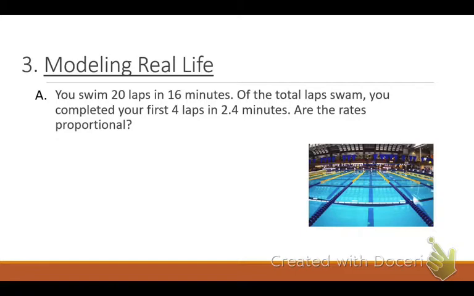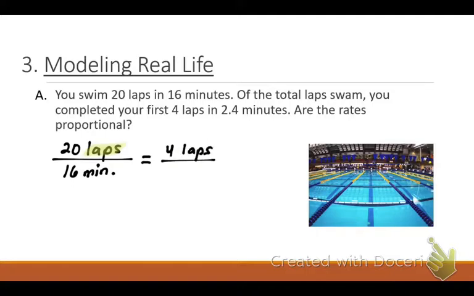So let's start off with the first one. We want to make sure that we do have units attached. How many minutes did it take us to do 20 laps? 16. All right, so 20 laps to 16 minutes. We're going to write it once again like a fraction. We're trying to see if it's proportional, so we're going to put an equal sign. Now, here's one thing I want you to really focus on. If I have laps at the top on the left side, laps should also be on the top on the right side. What do you think I'm going to put on the bottom? 2.4 minutes. Okay, once again, if I have minutes on the bottom on the left side, I also have to have minutes on the bottom on the right side.